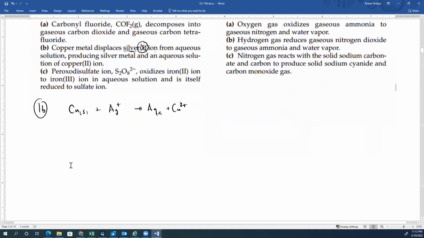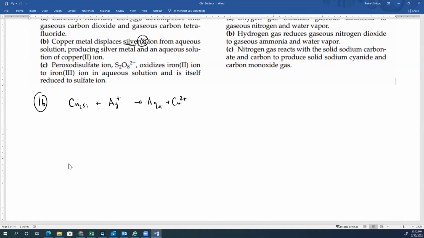Or two, if you know what we call the half reactions. The half reactions are discussed in chapter 5, I think. So when we look at copper, solid copper goes to copper 2+, and what has to happen is there has to be 2 electrons lost. This is what we call oxidation. Oxidation is loss of electrons, and so we call this the oxidation half reaction.